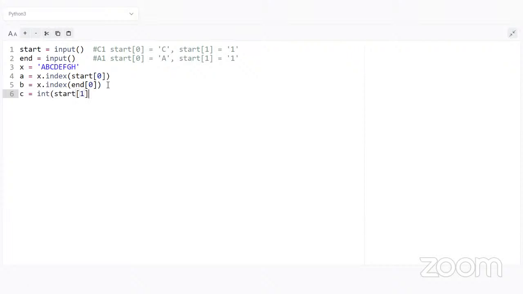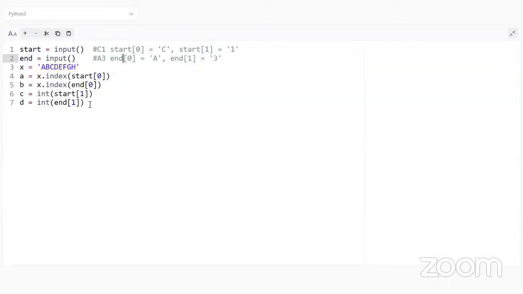Start of 1 is 1. I need to convert that to integer. Similarly, D equals to end of 1. Okay. In my particular case, let me just change this to A3. So A3, so should be end.